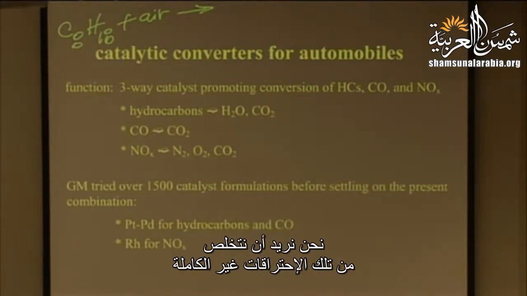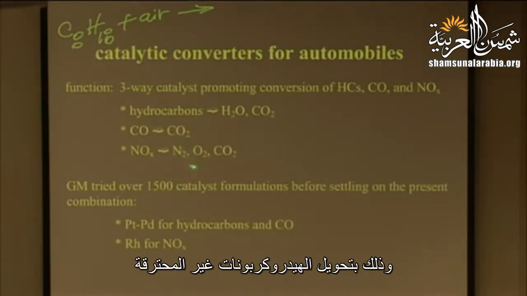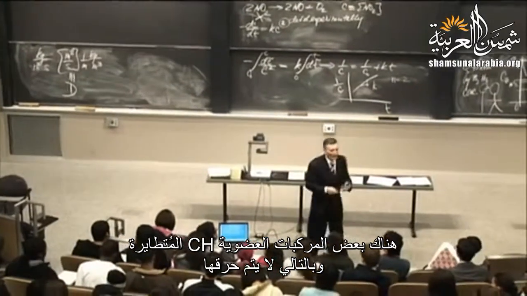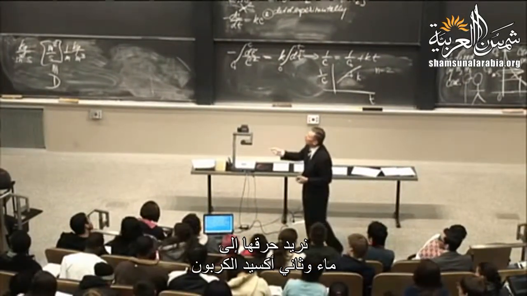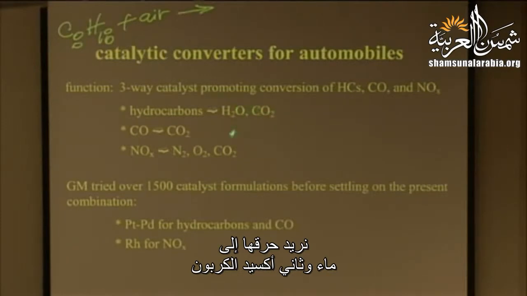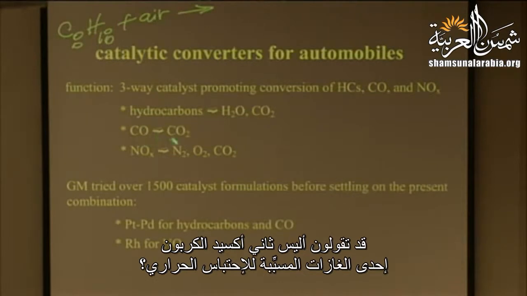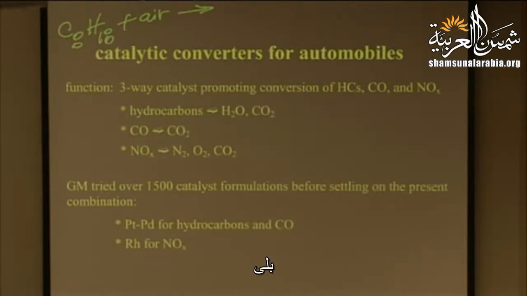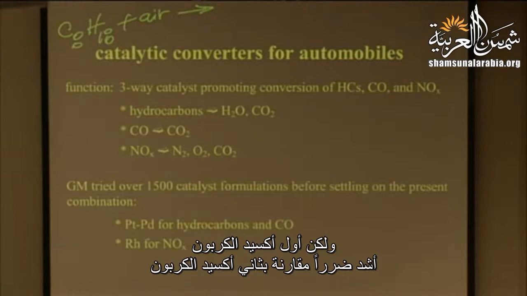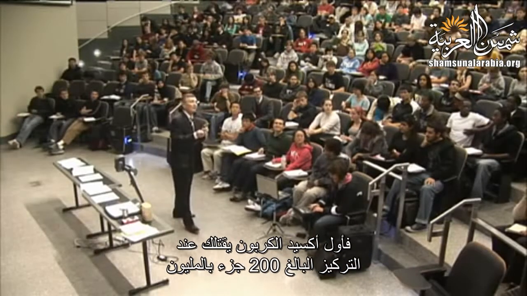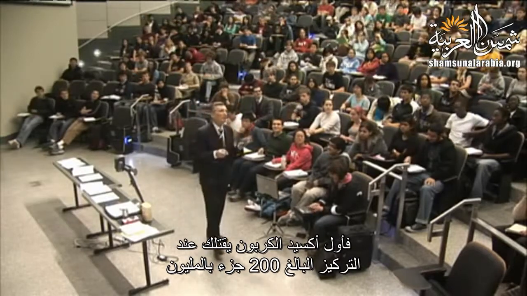So what we want to do is to eliminate these imperfect combustions. We want to convert the unburned hydrocarbons. There are actually some of the CH compounds, volatile, that don't get burned. We want to burn those to H2O and CO2. The unburned CO has to go to CO2. You might say, but isn't CO2 a greenhouse gas? Yeah, it is. But given the choice of carbon monoxide and carbon dioxide, my advice is go with carbon dioxide. Carbon monoxide will kill you at about 200 parts per million.